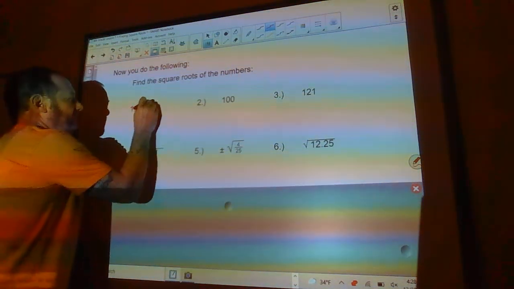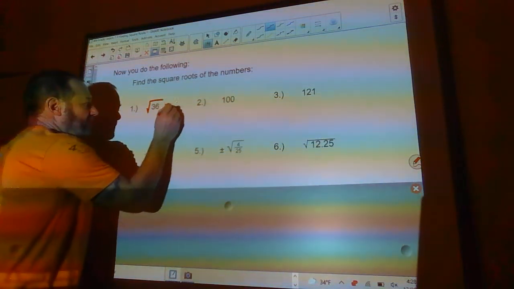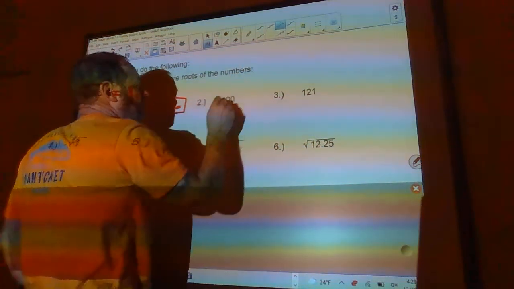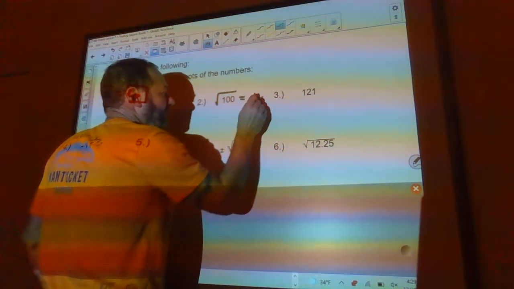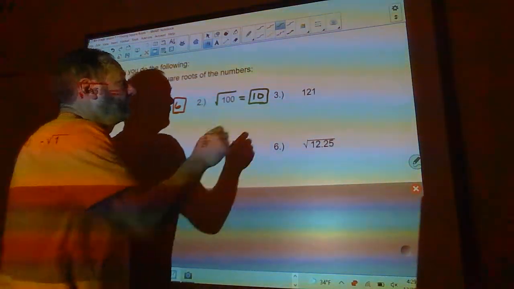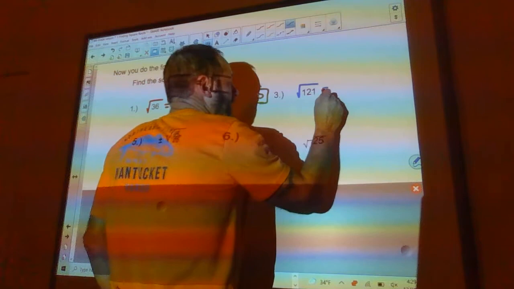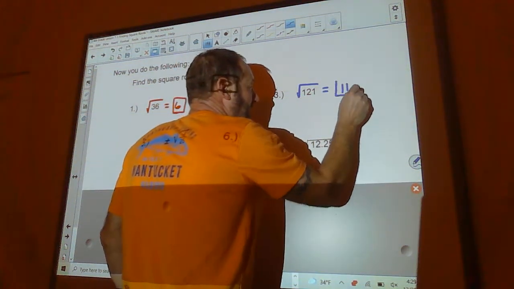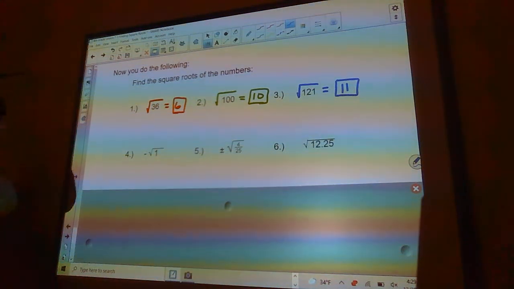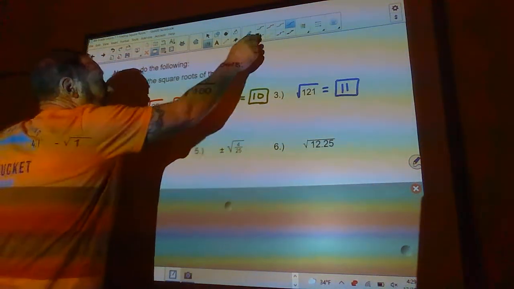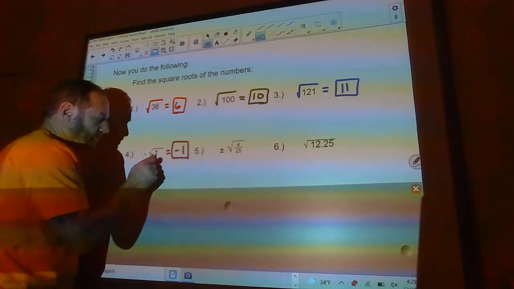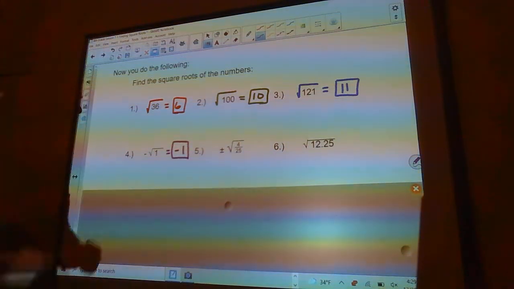Okay, so the square root of 36 is just going to be 6. The square root of 100 is going to be 10, because 10 times 10 is 100. The square root of 121 is going to be 11, because 11 times 11 is 121. The negative square root of 1 is just going to be negative 1, because the square root of 1 is just 1, and then we put the negative sign on the front.